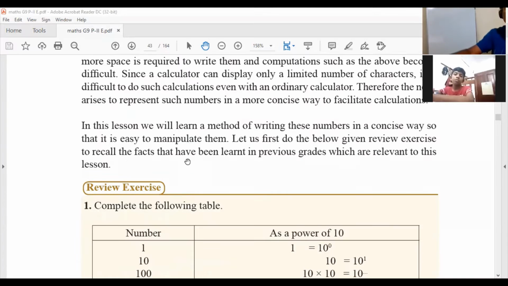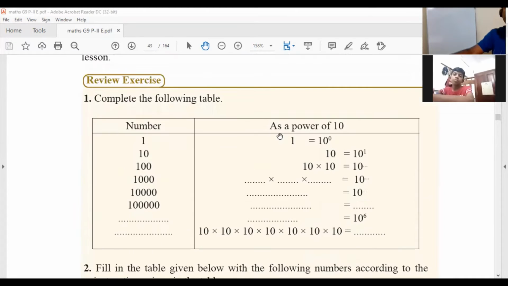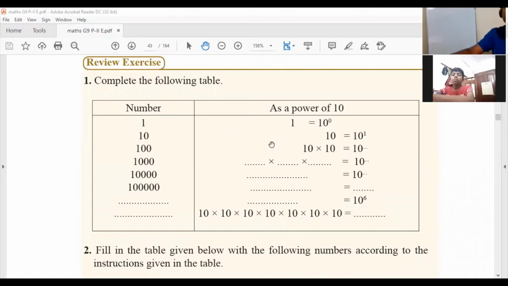In this lesson, we will learn a method of writing these numbers in a concise way so that it is easy to manipulate them. Let us first do the below given review exercise to recall the facts that we have done in the previous dates. You may use a pencil and do it in your textbook itself. Are you ready? Yes, sir.